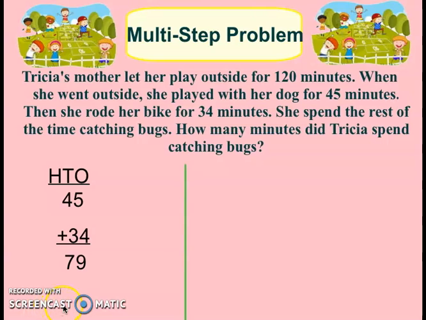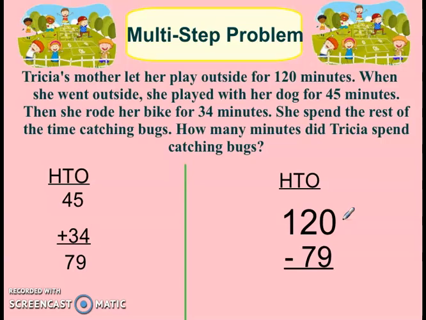Now that we have done that, boys and girls, our answer should be 79. And so if you have 79, you are correct. Let's move on to the next step. The next step is we need to find out how many minutes Trisha spent catching bugs. So therefore, the total amount of minutes was 120 minutes. So we have to subtract 79 from 120 minutes to find out the amount of time Trisha spent catching bugs.